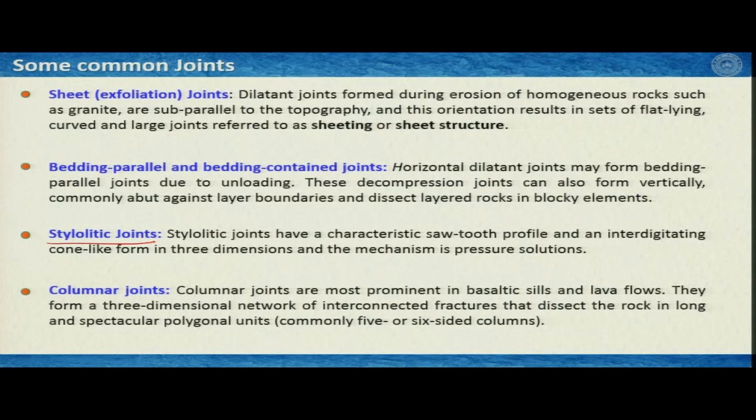And finally, the most spectacular joints are columnar joints. You are seeing this in the background, and columnar joints are most prominent in basaltic sills and lava flows. They form a three-dimensional network of interconnected fractures that dissect the rock into long and spectacular polygonal units, commonly 5 or 6 sided columns. So, columnar joints are very spectacular. If you see them, you are lucky, but in India, if you travel to Lakshadweep and so on, there you see these columnar joints spectacularly.